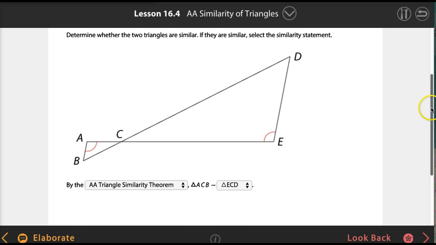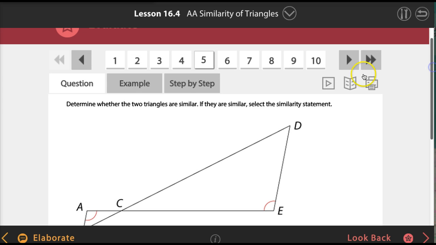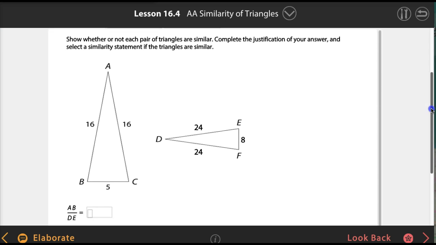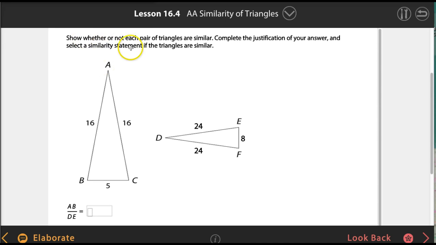Okay? Now finally, we're approaching our last question. Question number 11. There you go. This is 16.4. It says, show whether or not each pair of triangles are similar. Complete the justification of your answer and select the similarity statement if the triangles are similar. Oh, okay. This is just like the other one that I was explaining to you. Obviously, we can see that they haven't given us anything except for the three sides. So I'm guessing that is the SSS similarity statement, but we gotta check something, right?